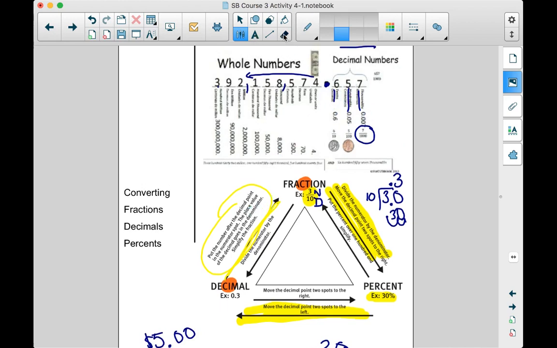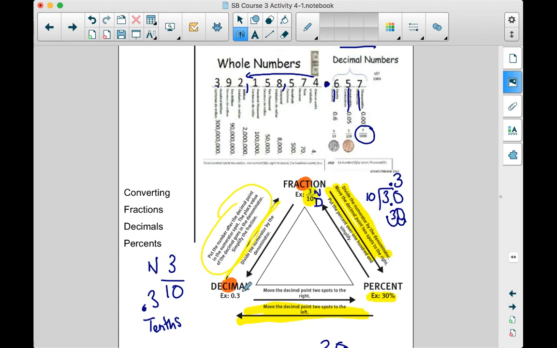So when I see this number, when I see 0.3, it is in the tenths spot. So I'm going to take my number and I'm going to put it in my numerator spot. Remember, numerator goes on top. And then because it's in the tenth spot, I'm going to put a 10 on the bottom. And that's how we got back up to the fraction 3/10.